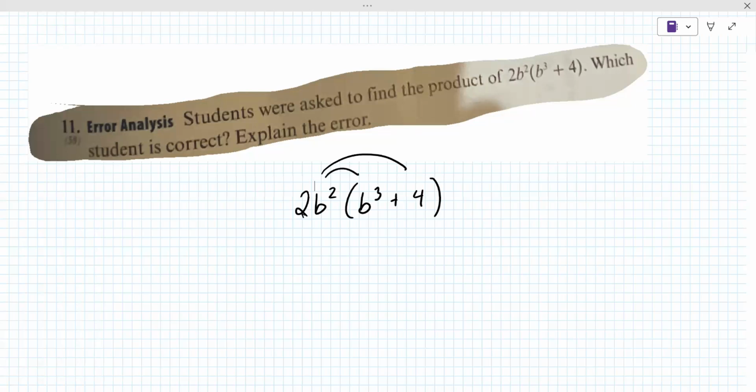Is it still just 2b to the fifth? Yes, you add the exponents. Good. Squared? And then what's the second one? 8b squared. Good. All right. So now when we look at student A and student B, we can make a decision about that.